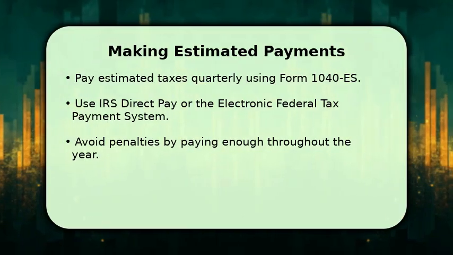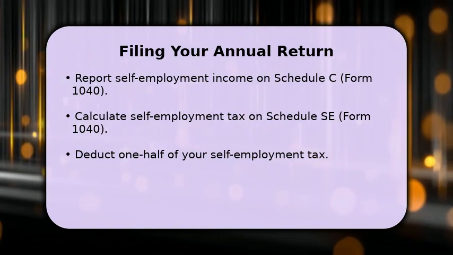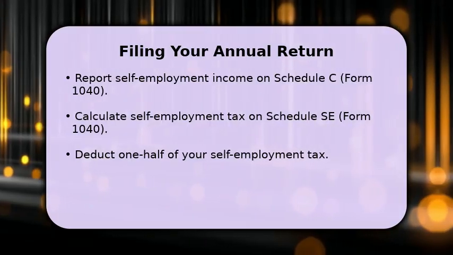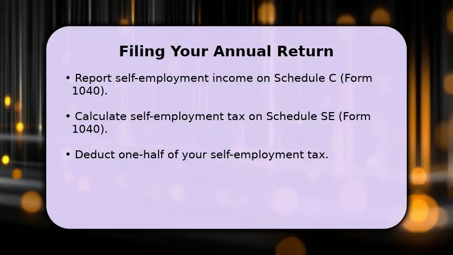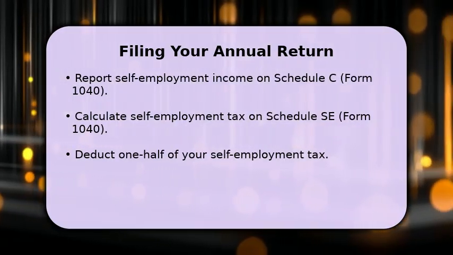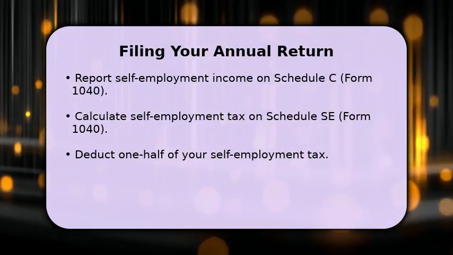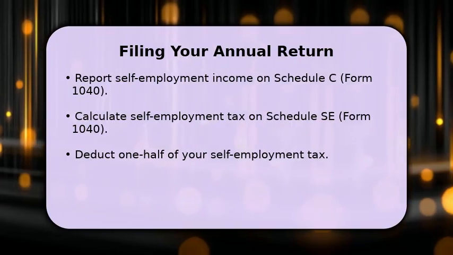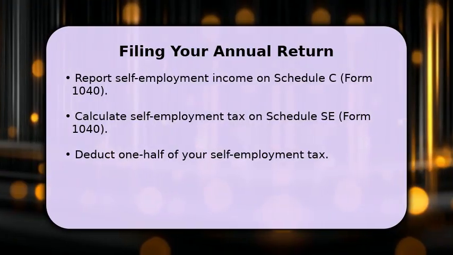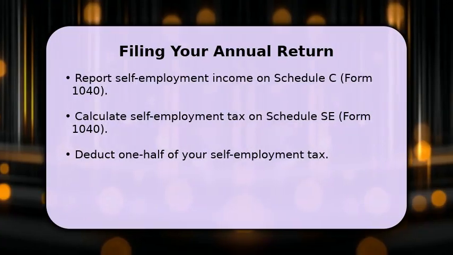income fluctuates. When it's time to file your annual tax return, you'll report your self-employment income and expenses on Schedule C of Form 1040. Your self-employment tax is then calculated on Schedule SE, also part of Form 1040. A helpful deduction allows you to subtract 1/2 of your self-employment tax from your gross income. Ensure all forms are completed accurately and submitted by the filing deadline.